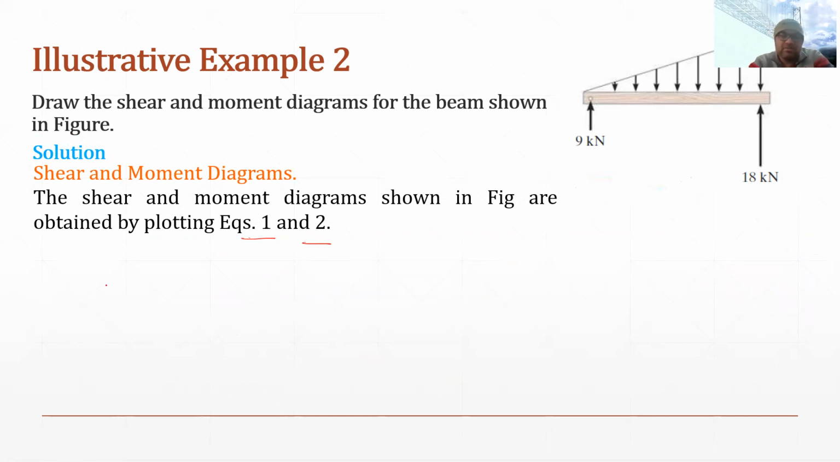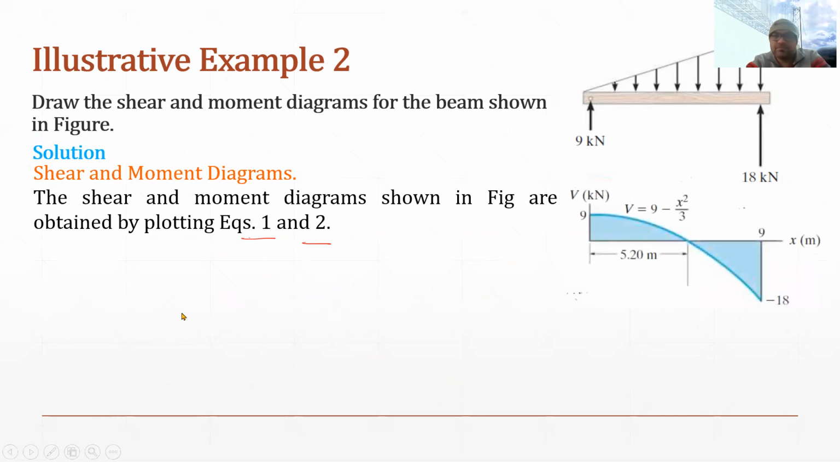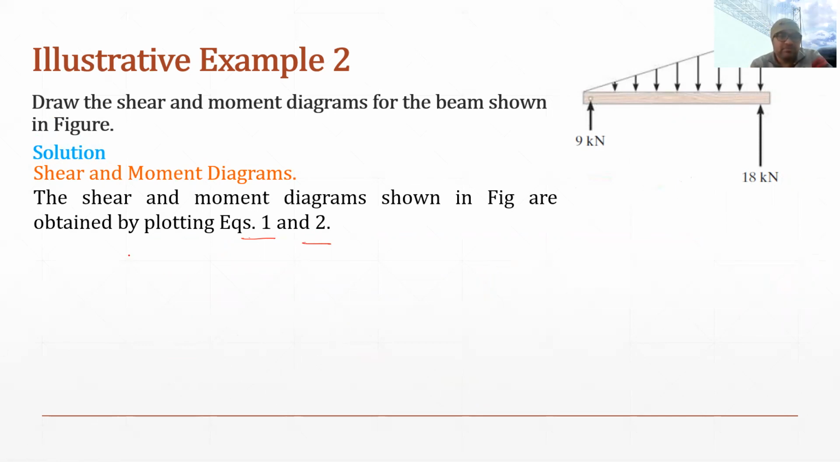First of all, we will take equation 1. Equation 1 is v equals 9 minus x square by 3. So this is our equation. Now in this equation, you can see x is of order 2. When x is of order 2, then graphically, when we try to plot that equation, it will be a curve.